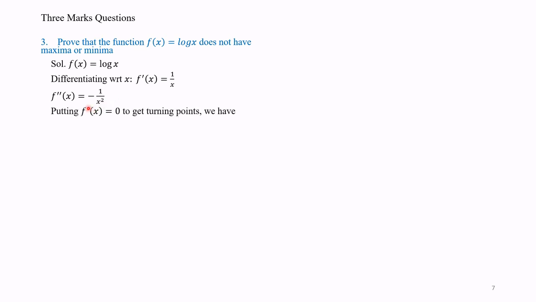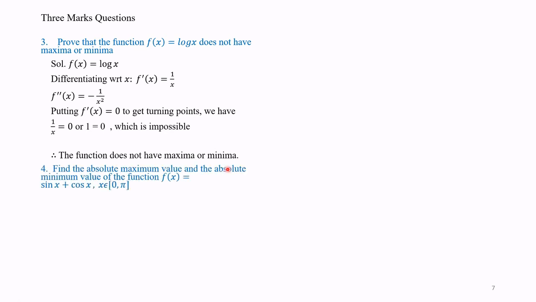Therefore, we have to put f'(x) equal to 0 to locate the turning point. Let us do it. f'(x) is equal to 0. That means 1/x is equal to 0. Or if we do this, 1 will be equal to 0. The left hand side is 1 and the right hand side is 0, which is impossible. Therefore, the function does not have maxima or minima. That is the answer.